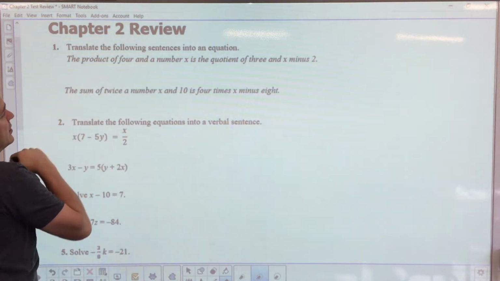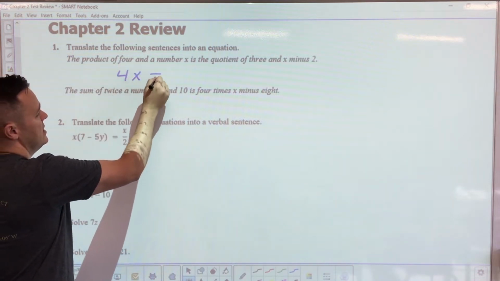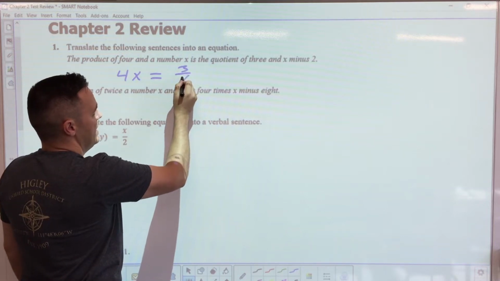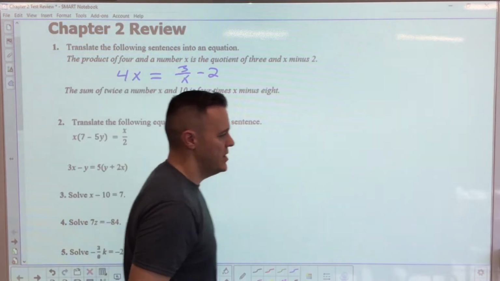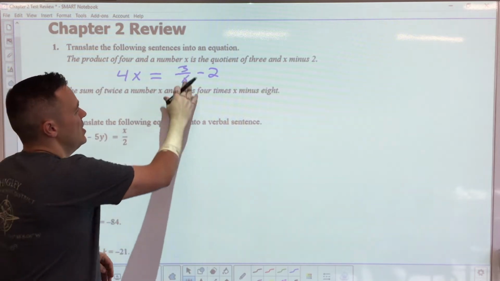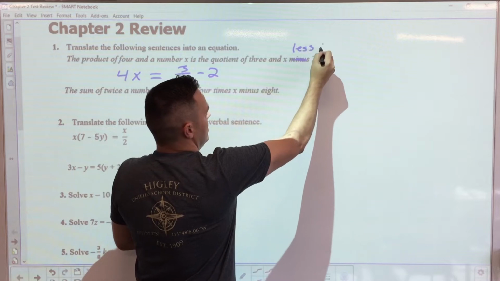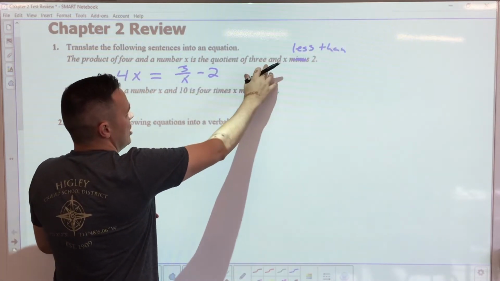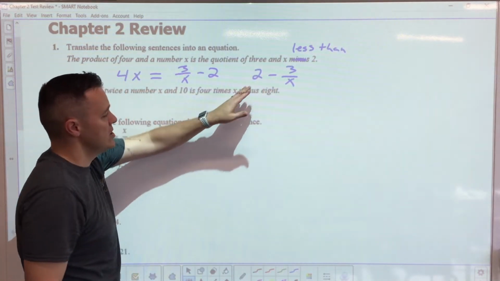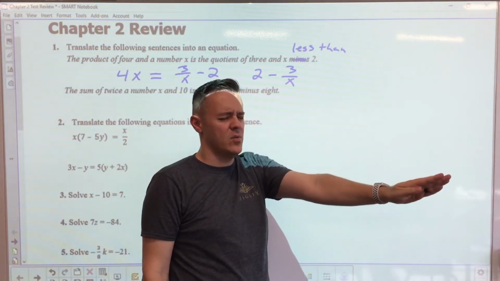We'll go from there. The product of 4 and a number x is the quotient. So quotient is division, of 3 and x minus 2. That is how I want to make sure you guys understand and write this. One other thing I want to make sure you understand is that this is less than: the quotient of 3 and x, less than 2. So make sure if it says less than that you actually reverse the operation. All right, please get that through your mind when you're thinking about it.